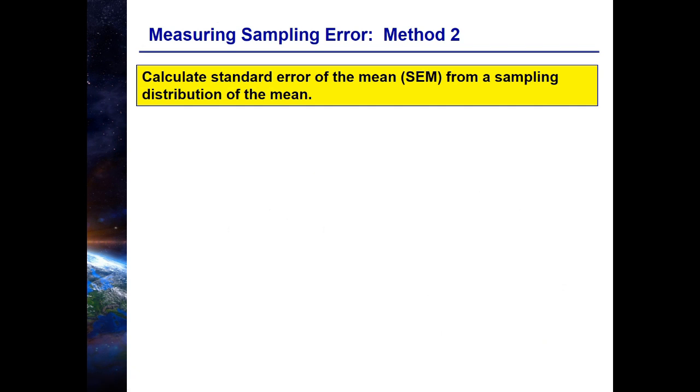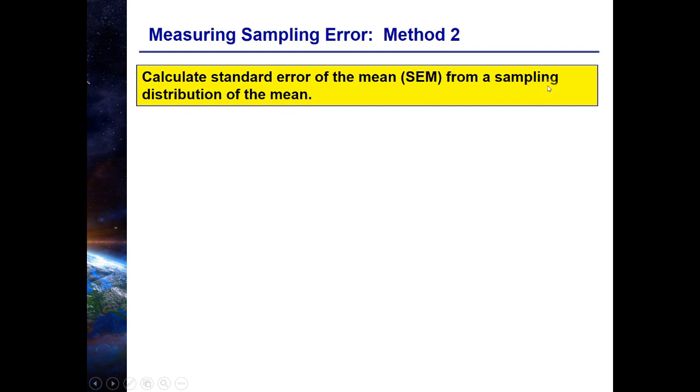Now, we'll look at this, but I'm going to take it apart and explain it. So don't worry if you don't understand what this is saying here. I don't expect you to. But this says calculate the standard error of the mean, and that's just abbreviated to SEM. So we're going to calculate SEM from a sampling distribution of the mean.